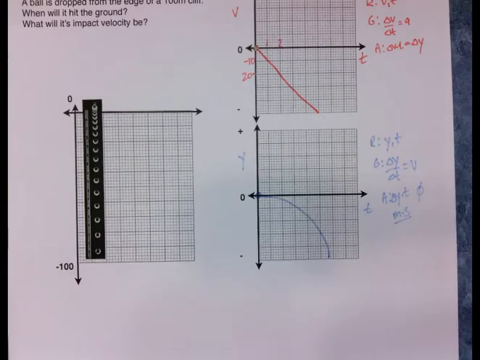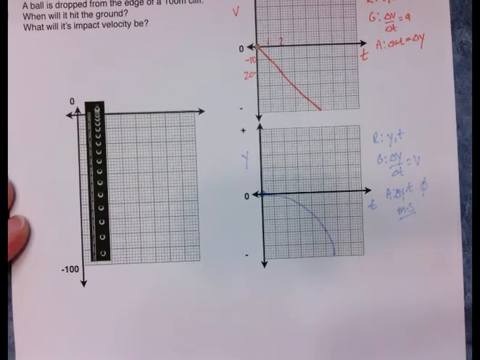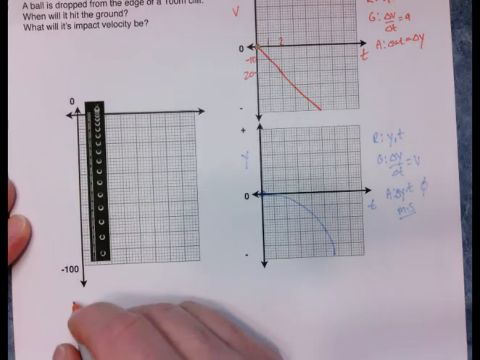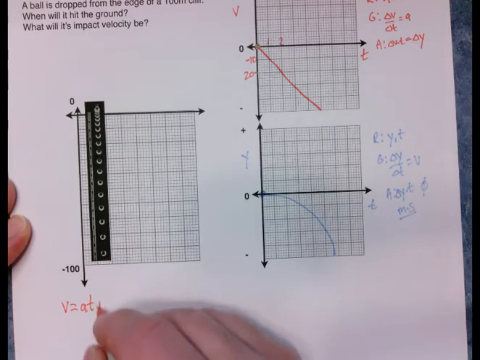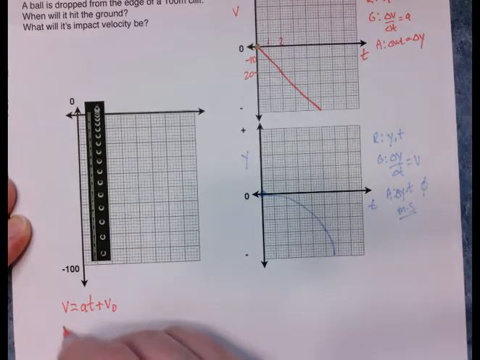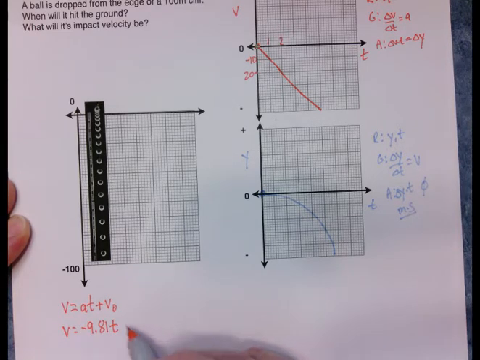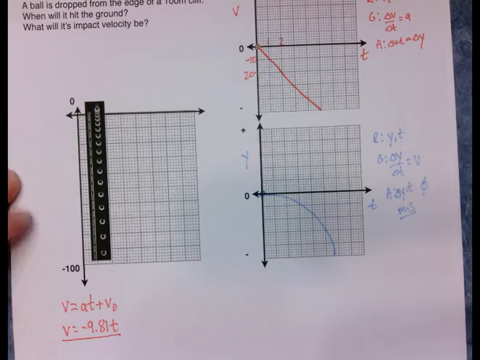Now let us write the models for these two projectiles. First, let's do the velocity. We always want to start with the velocity. Velocity equals at plus v0, and we know the acceleration is -9.81 times time, and the initial velocity is 0. So this is our model for the velocity.